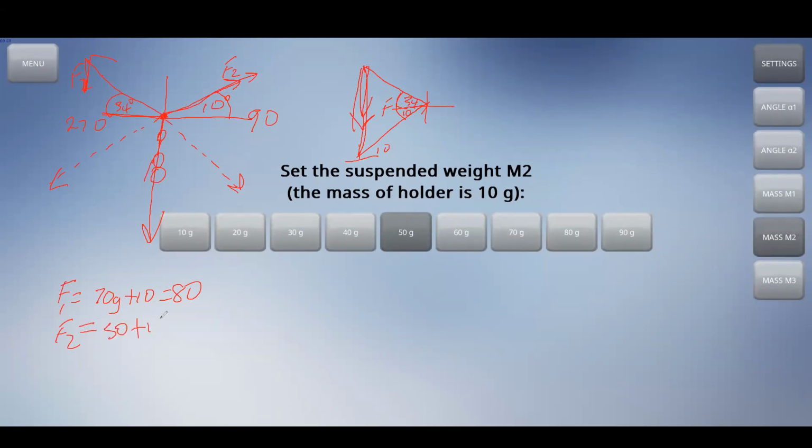50 plus 10, 60. And F2, F0, you're going to find that. So we call it 0, but you're going to find the actual F at that angle. So F3 is not given. You're going to find F3. That is a question. So each one of you find F3.